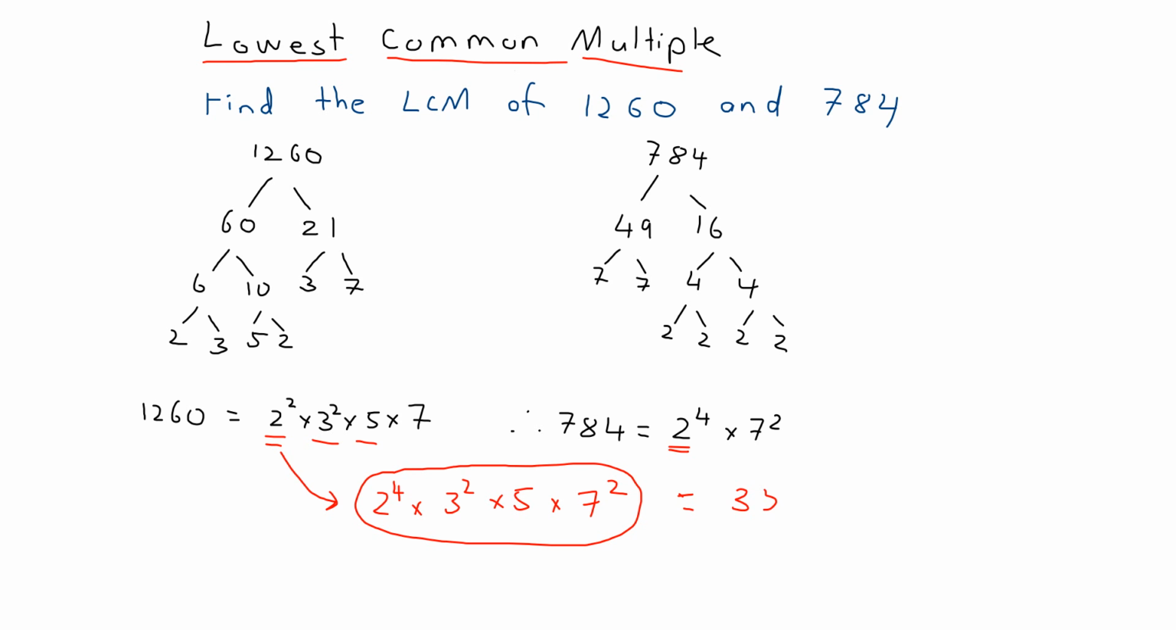When I put it into my calculator, I get 35,280 as the lowest common multiple of these. If I've done it wrong, you can tell me in the comments.